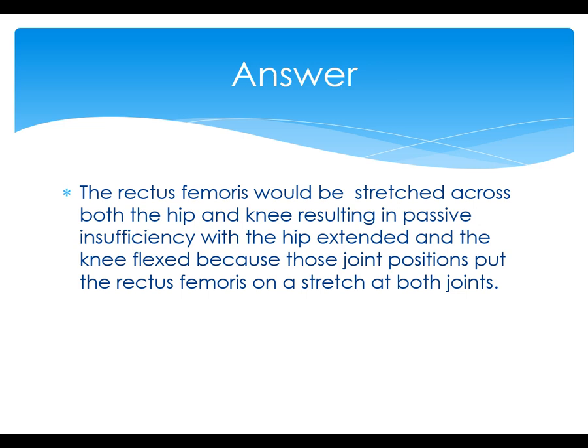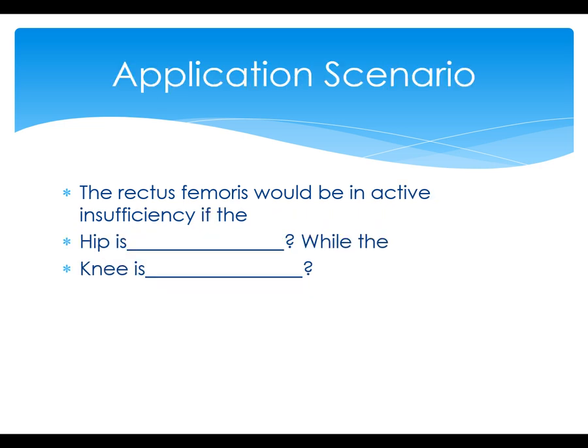All right, another one. So now what would put the rectus femoris in active insufficiency? Rectus femoris was actively contracting with hip flexion and knee extension. It would result in active insufficiency because the muscle is being shortened during contraction at both joints.